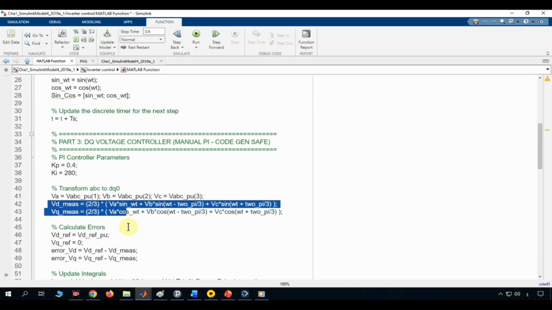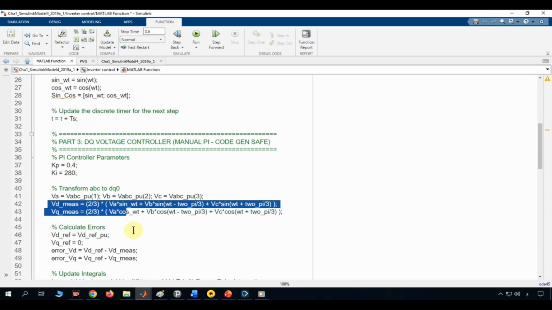Because constant values are dramatically easier to control than moving sine waves. Instead of chasing a target that's always changing shape, the controller now just has to drive two steady numbers toward two steady targets. That's the entire reason this transform exists.